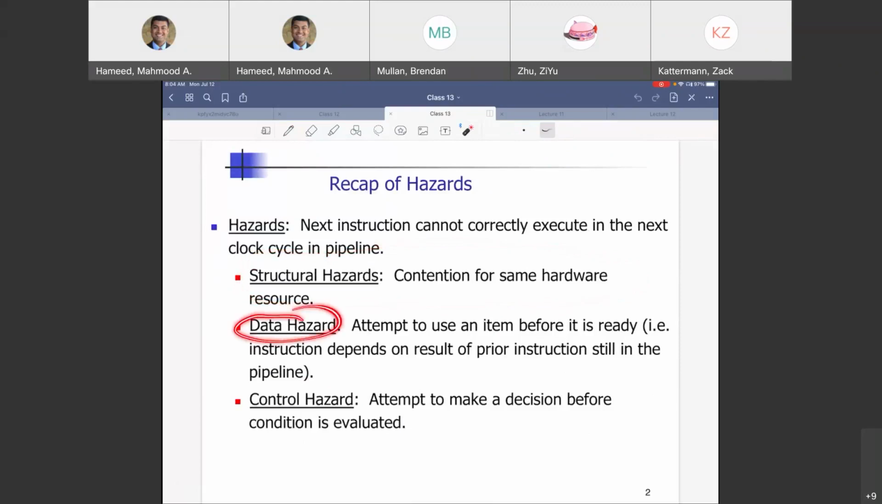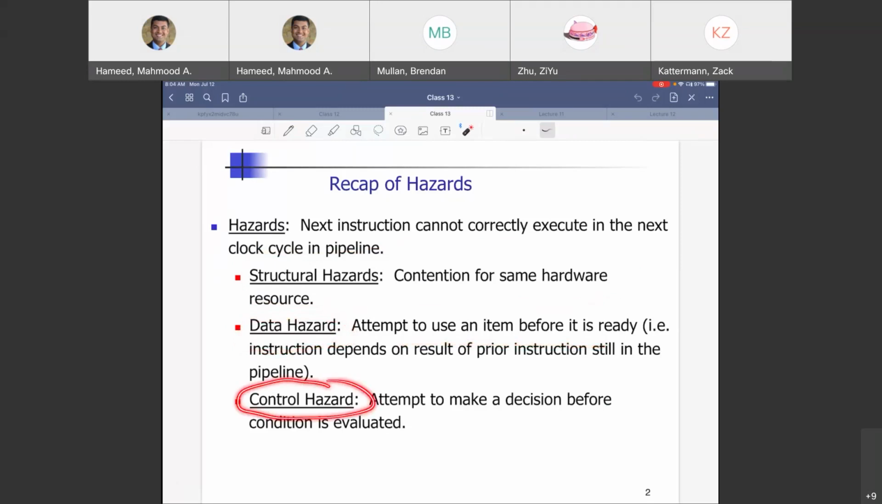Data hazard, we have spent quite a lot of time over there. What is that? Things are not ready, right? So this was the write use hazard. And today we are going to focus on load use hazard, which falls under the same category, data hazard, which is attempting to use a register before it is ready with the new value. It still has the old value.